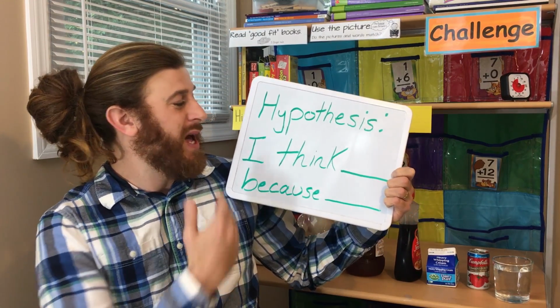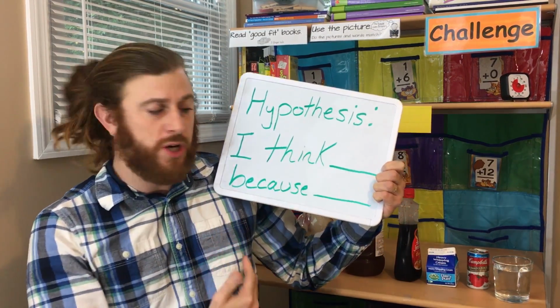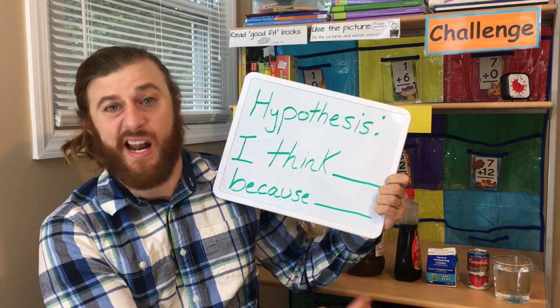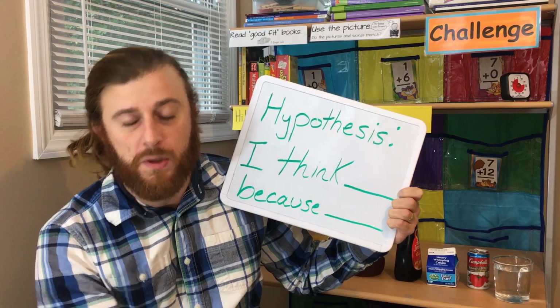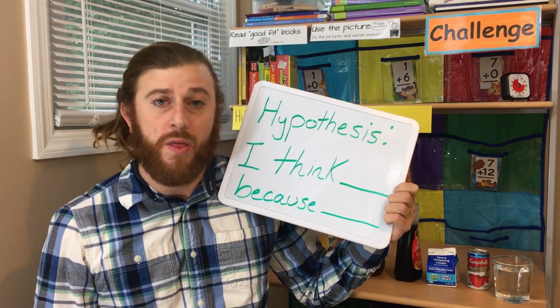For example, I think the milk will melt the fastest because I've seen ice cream melt in the summertime, and I know ice cream is made of milk. That's a good example of a hypothesis for about a third grader. They're using some of their background knowledge to help them form this hypothesis. Don't expect a kindergartner to come up with something this complex.